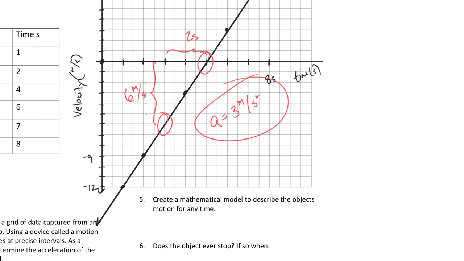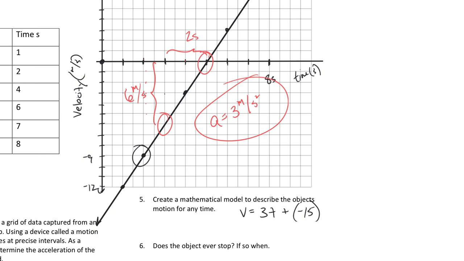So the velocity model: v equals at plus negative 15. I got the negative 15 from extrapolating the data, but you could get the negative 15 by taking a data point and plugging it into the formula. So if you'd like to see how that's done, I can do that. Anybody like to see how that's done? Okay. So I knew the slope was 3.